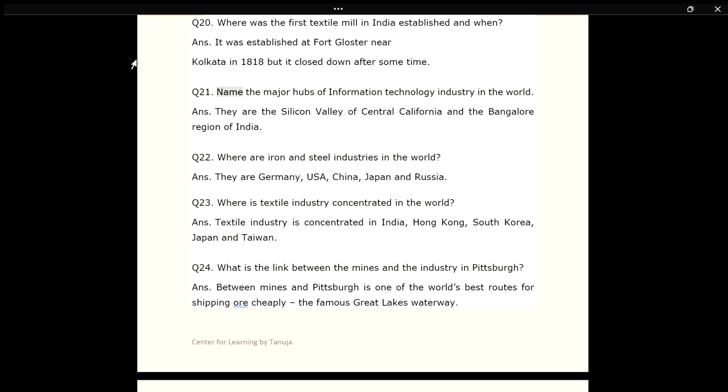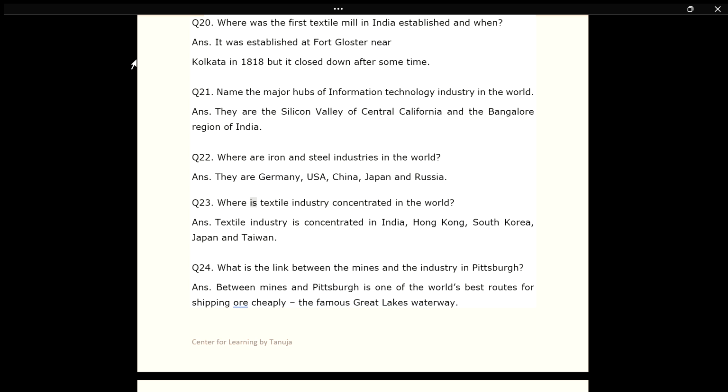Q21. Name the major hubs of information technology industry in the world. Ans. They are the Silicon Valley of Central California and the Bangalore region of India. Q22. Where are iron and steel industries in the world? Ans. They are Germany, USA, China, Japan and Russia.